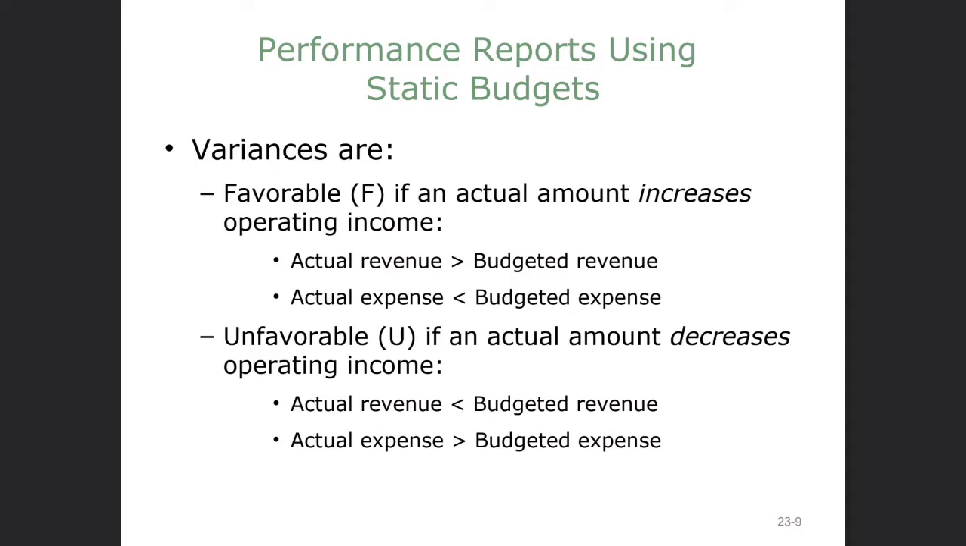Examples of that: actual revenue greater than budgeted revenue is favorable. So actual is higher than budgeted revenue. Or your actual expenses were less than your budgeted expenses. So what you thought your expenses were going to be actually ended up being less than what you thought, therefore you're happy. That's extra money in your pocket. And then the opposite of those is going to be unfavorable. So your actual revenue is less than what you budgeted, or your actual expenses were greater than what you budgeted, are unfavorable.